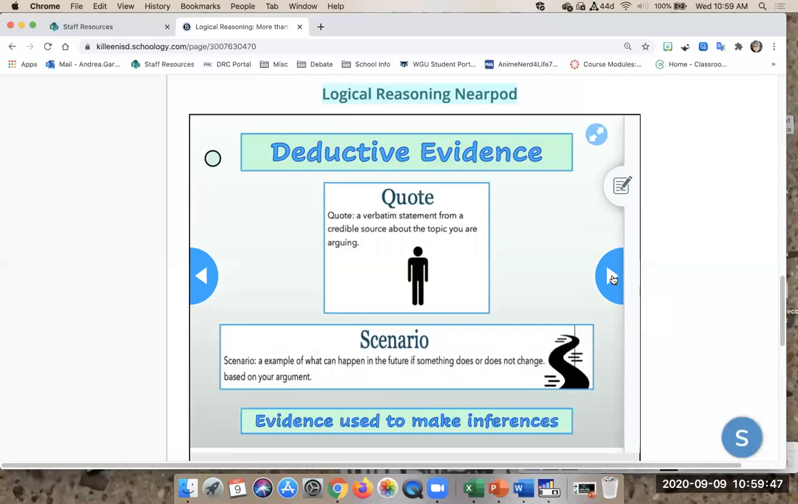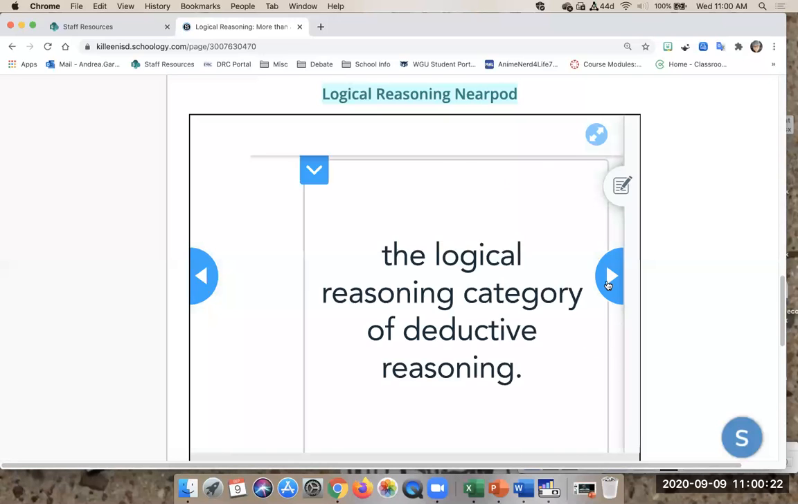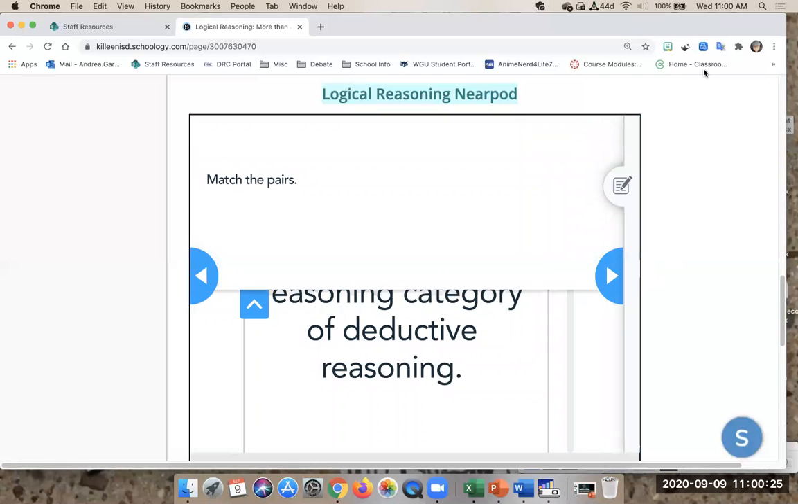All right. So in conclusion, we use inductive reasoning and deductive reasoning to effectively think about a text and draw conclusions in order to understand what we have read. So every time you tell me, well, I think this is what it means, well, why? You're going to have to give me an explanation and prove to me your reasoning skills. Okay? English is all about honing these skills and making them to where you see beyond the surface. So are there any questions with that? Okay. At the end of it, you also have a matching activity that you need to do. And so you need to match the pairs, okay?